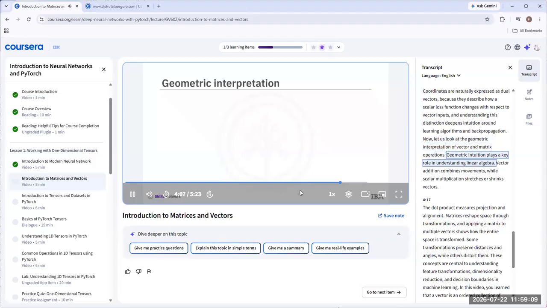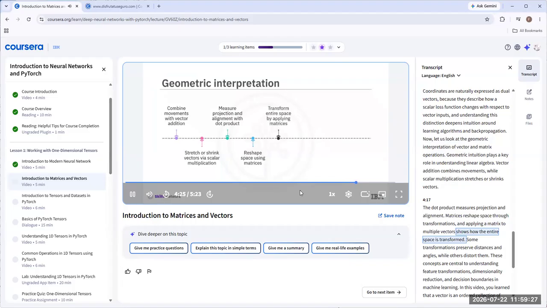Geometric intuition plays a key role in understanding linear algebra. Vector addition combines movements, while scalar multiplication stretches or shrinks vectors. The dot product measures projection and alignment. Matrices reshape space through transformations, and applying a matrix to multiple vectors shows how the entire space is transformed. Some transformations preserve distances and angles, while others distort them. These concepts are central to understanding feature transformations, dimensionality reduction, and decision boundaries in machine learning.